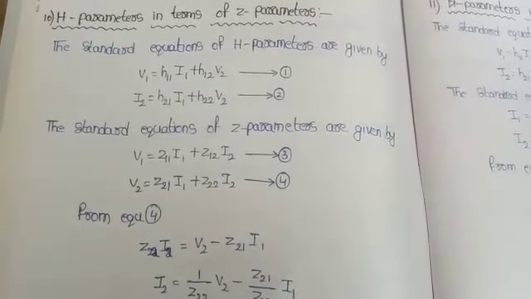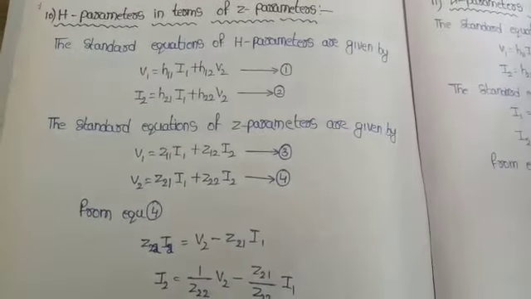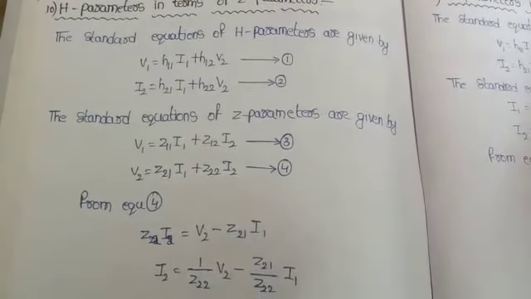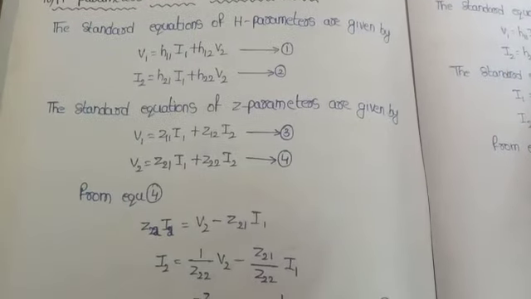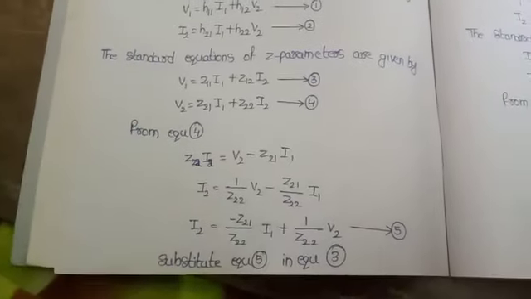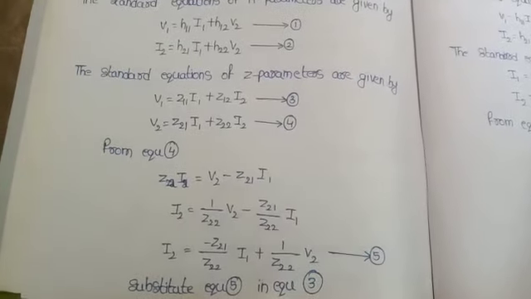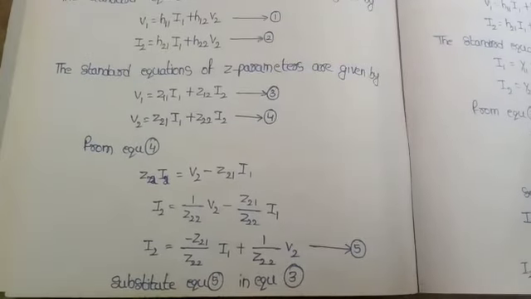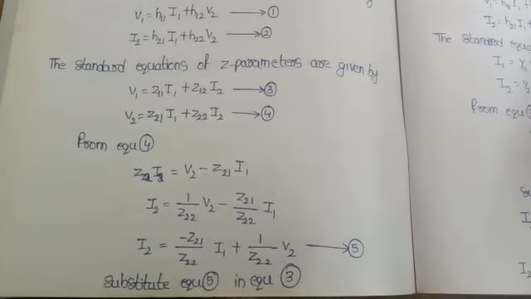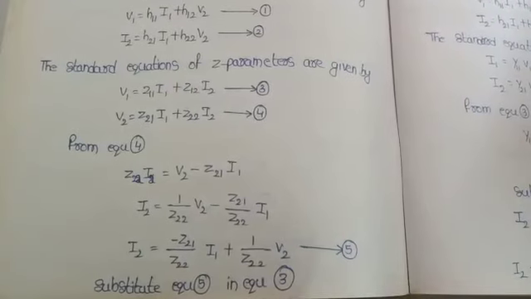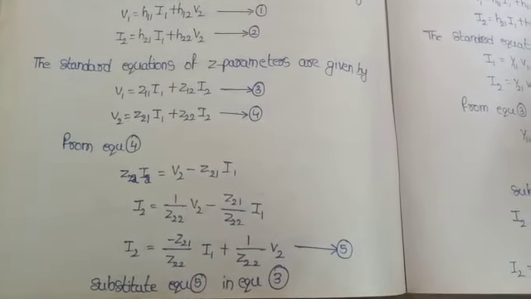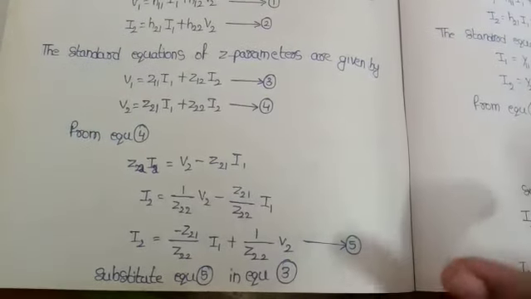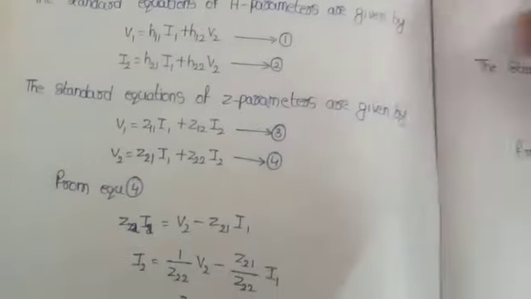So as usual, H parameters are given by V1 equal to H11 I1 plus H12 V2, I2 equal to H21 I1 plus H22 V2. Similarly, Z parameters are V1 equal to Z11 I1 plus Z12 I2, V2 equal to Z21 I1 plus Z22 I2. From equation 4, Z22 I2 equal to V2 minus Z21 I1. Therefore I2 equal to 1 by Z22 V2 minus Z21 by Z22 I1, termed as equation 5. And this equation 5 may be substituted into equation 3.